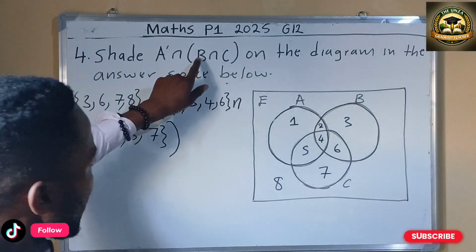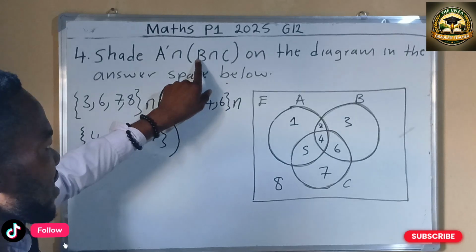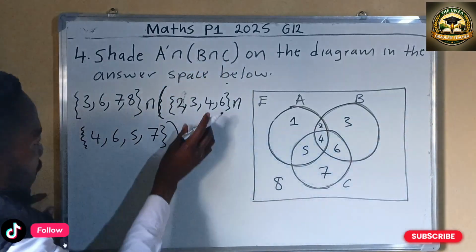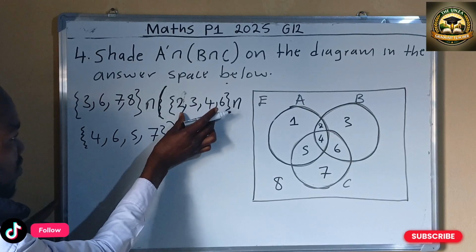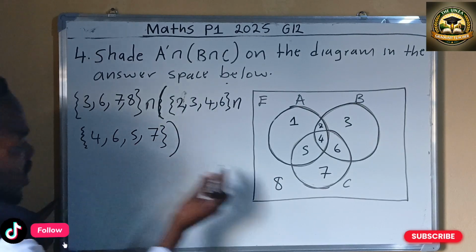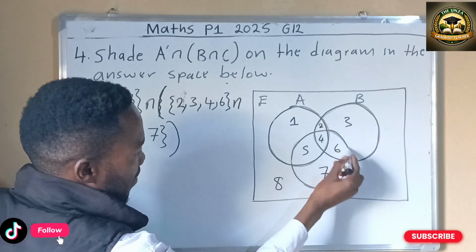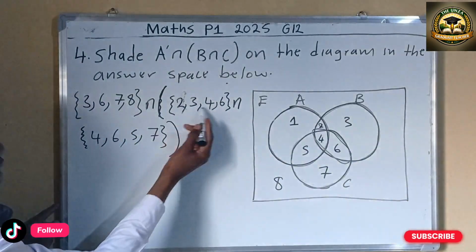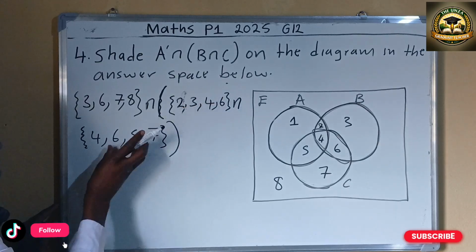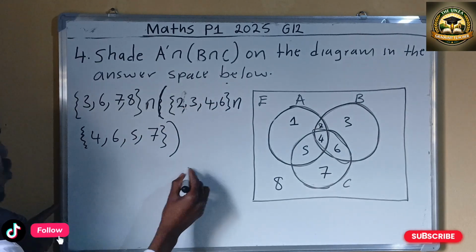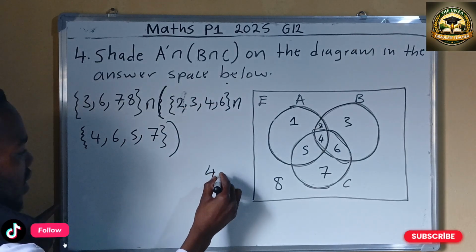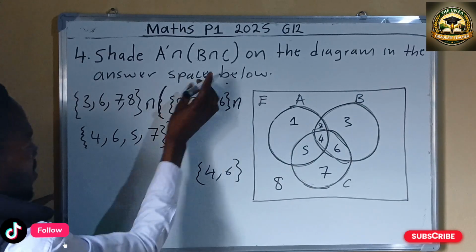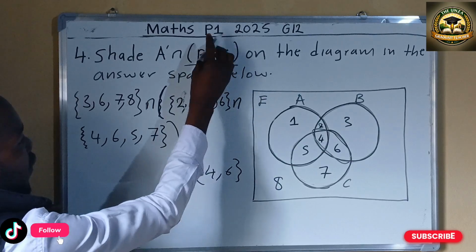So now, here they are telling you to find the numbers that are common in B and in C. That's intersection. So the numbers that are common in B and C are just 4 and 6. Even when you check here, you find the numbers that are found in B and C, it is 4 and 6. You put it like this. That means it is 4 and 6 which are found here.